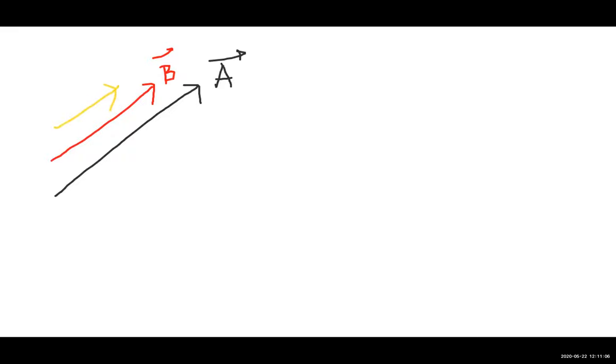So if this is vector A, okay, then this is vector B. Or this is vector B, or this is vector B, or this is vector B.